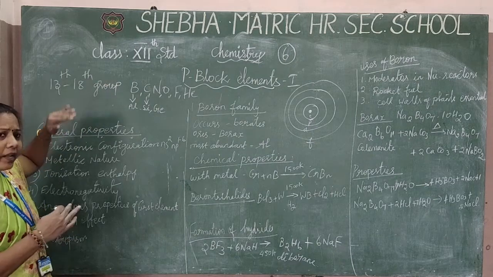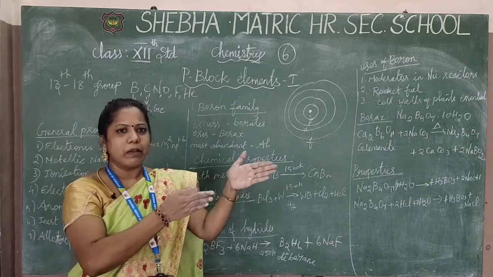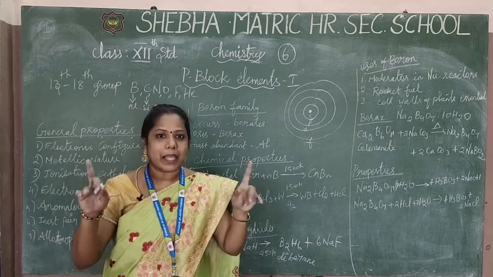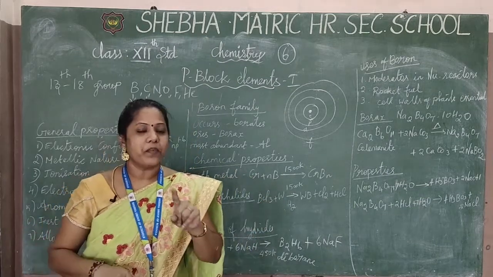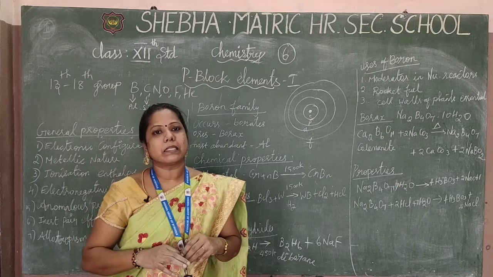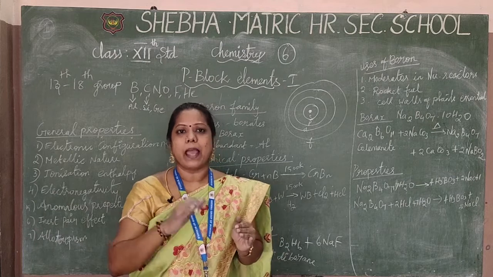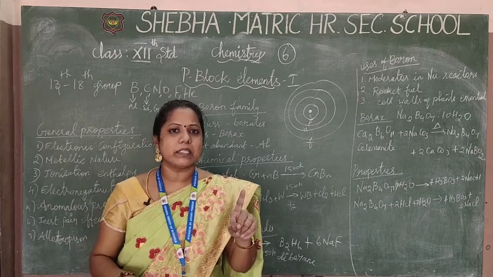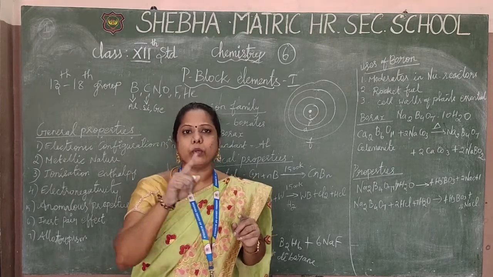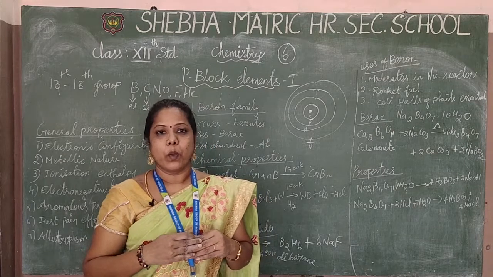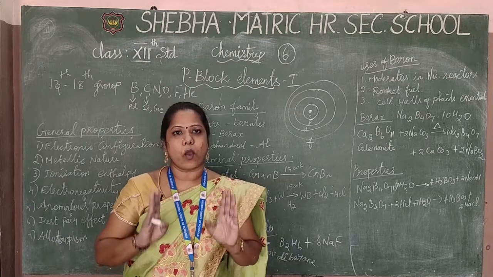Now I am going to explain about the groups, 18 groups. The periodic table has 7 periods and 18 groups, you know very well. The first group is alkali metals, and the second group is alkaline earth metals, and groups 3 to 12 are transition metals. After the 12th, that is 13 to 18, are the P block elements.